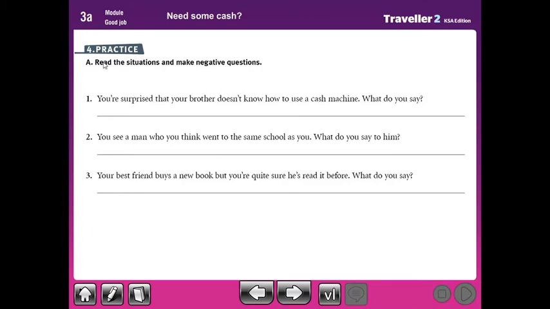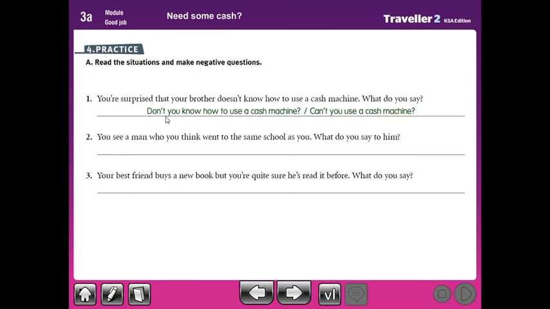Here we are going to do an exercise to practice what we have studied before. Read the situations and make negative questions. Number 1. You're surprised that your brother doesn't know how to use a cash machine. What do you say? Here it asks us to make a negative question. So we have the main verb doesn't know. So we write: don't you know how to use a cash machine?